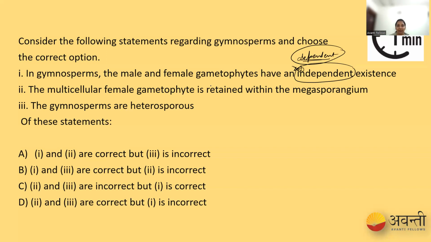The multicellular female gametophyte is retained within the megasporangium. Absolutely correct. Gymnosperms are heterosporous. Absolutely correct. All gymnosperms are heterosporous. So this is true. This is also true. And the first one is false. So second and third are correct. But first is incorrect. So the correct option is option number D.